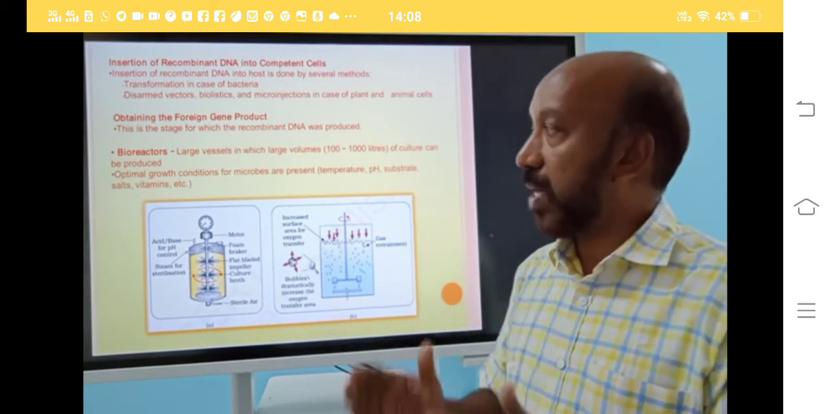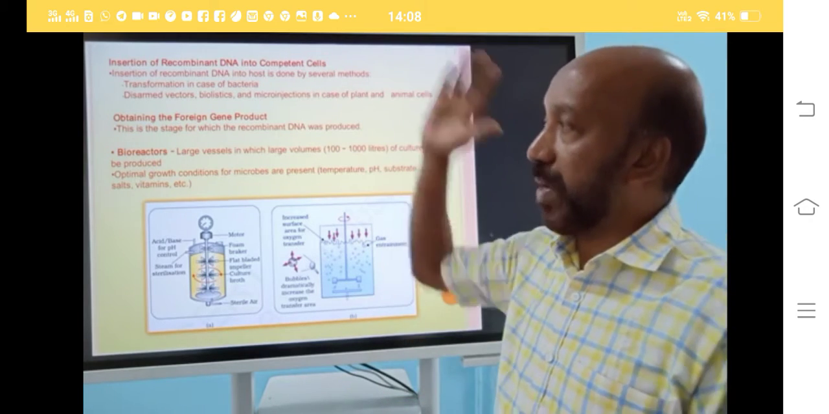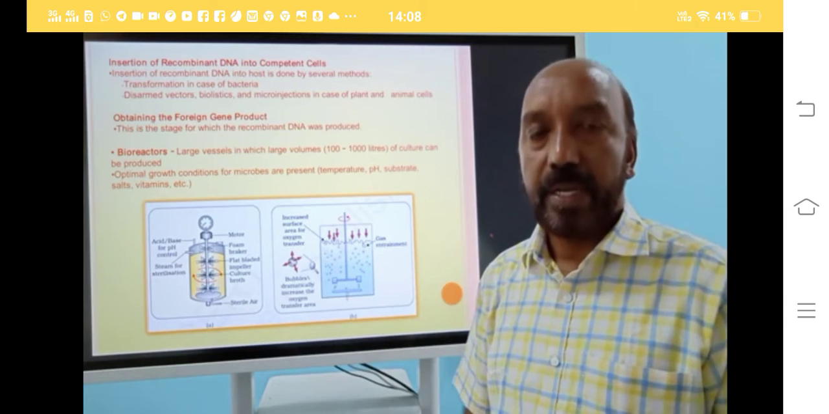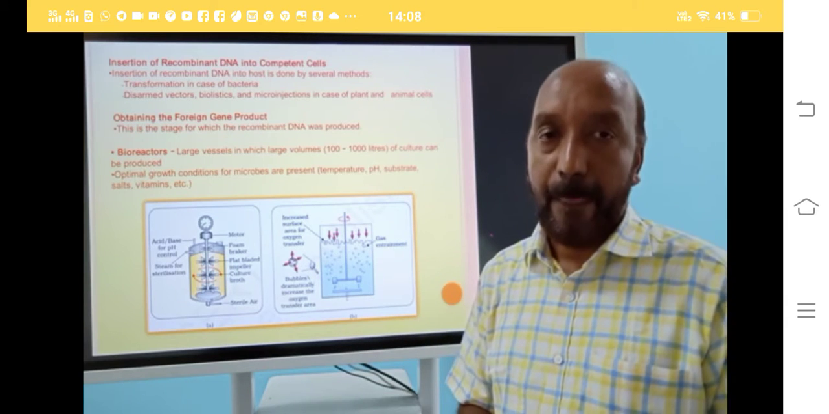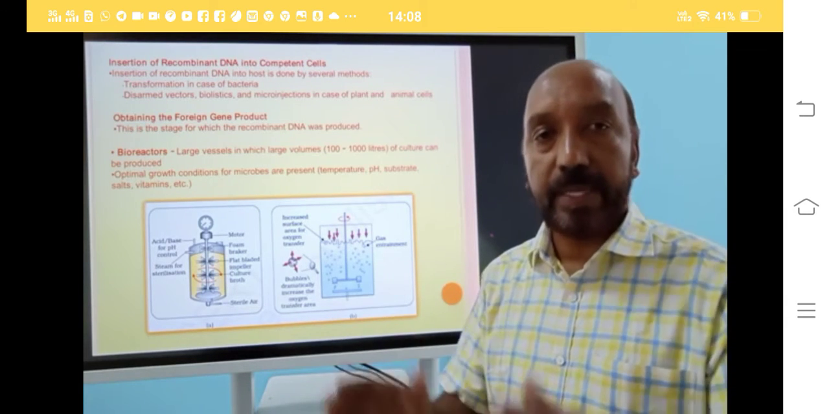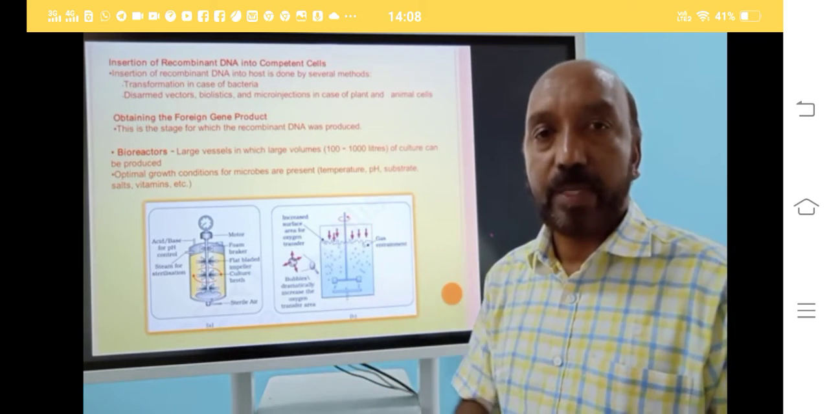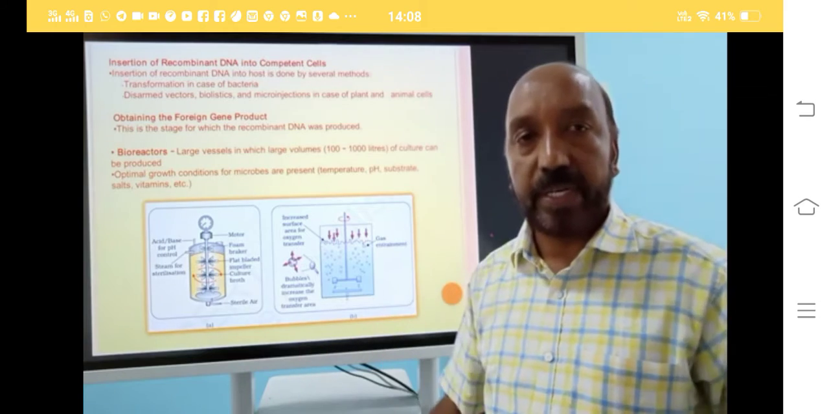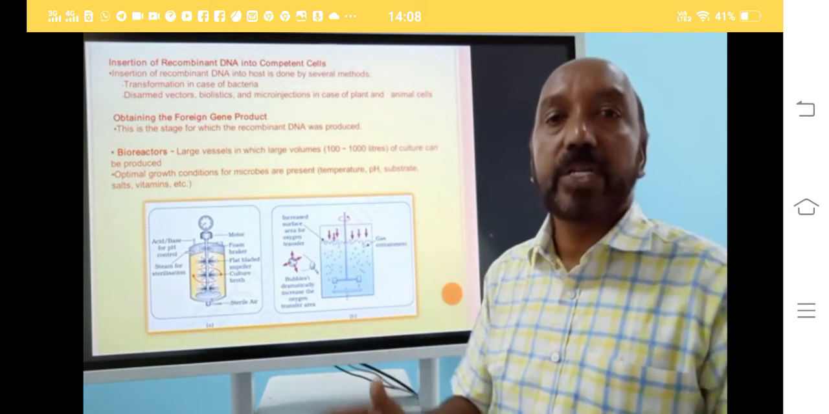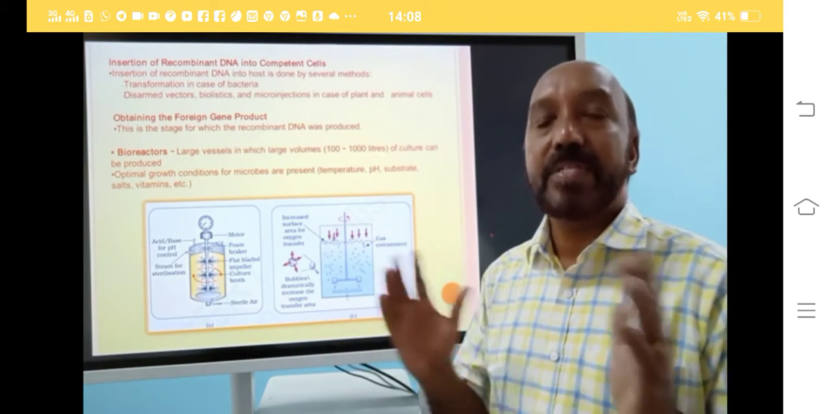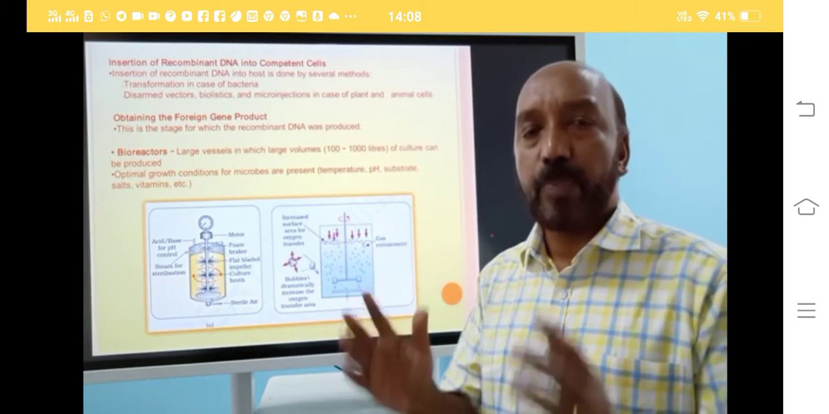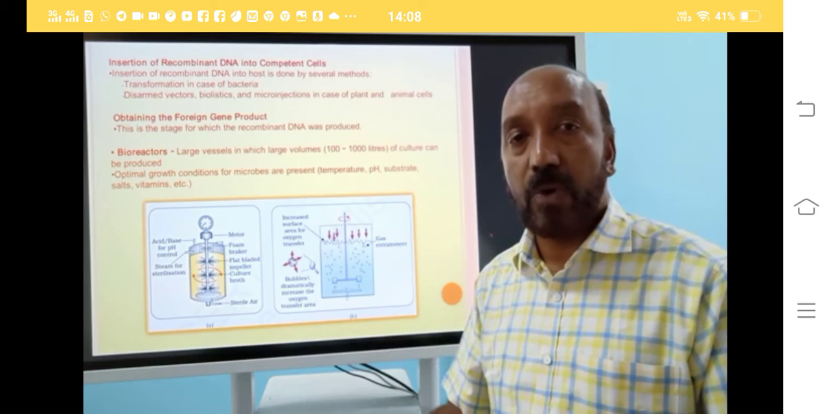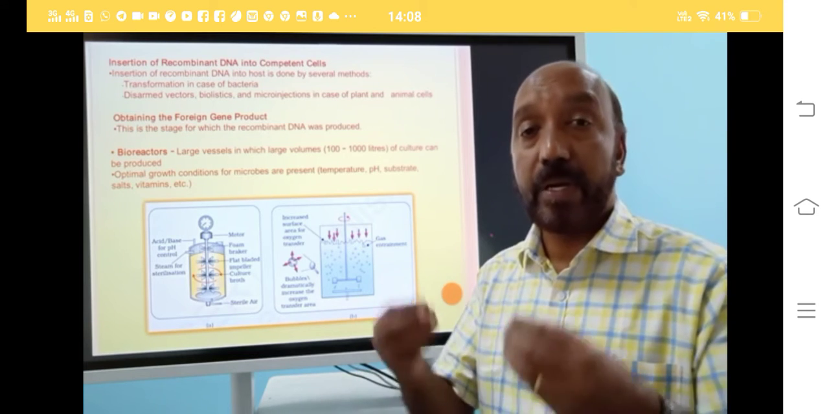And how will we get these proteins? Obtaining the product: we are culturing these microbes in controlled conditions in large vessels. These vessels where we culture the genetically modified organism to get the product are called bioreactors. These bioreactors have a capacity of 100 to 1000 liters and very controlled conditions, which provide all the requirements for the growth and multiplication of the genetically modified organism also.